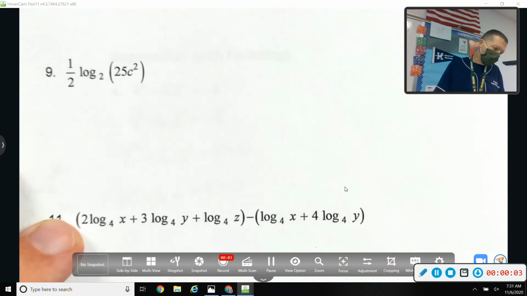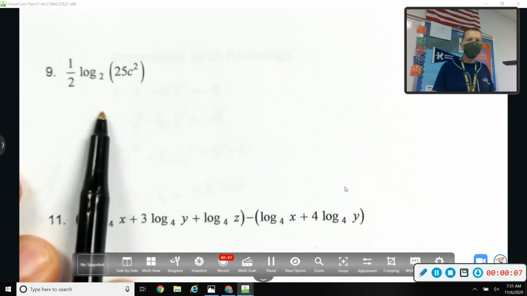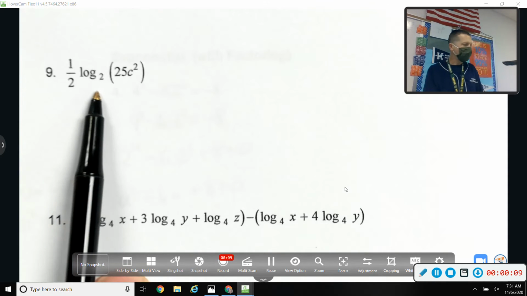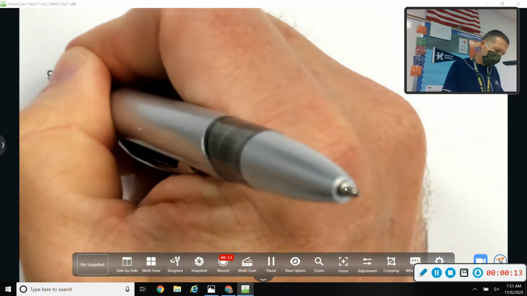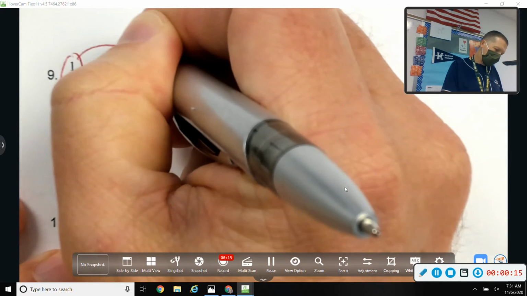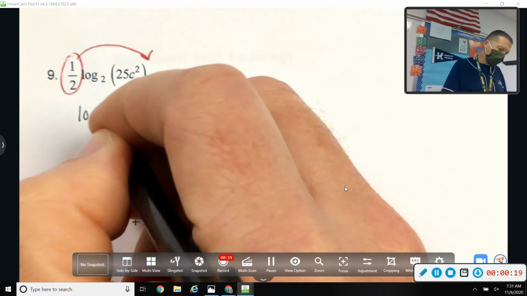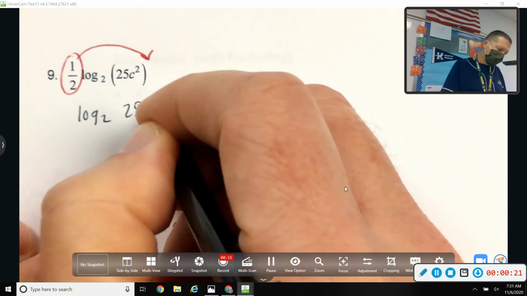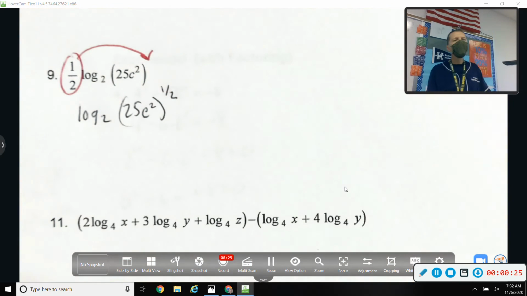Alright, so write it as a single logarithm. Well, I guess you could argue, hey, it's already a single logarithm. But what they're wanting you to do is to take that 1/2, make it an exponent, log base 2, 25c squared to the 1/2. But what's 1/2 as an exponent the same thing as?